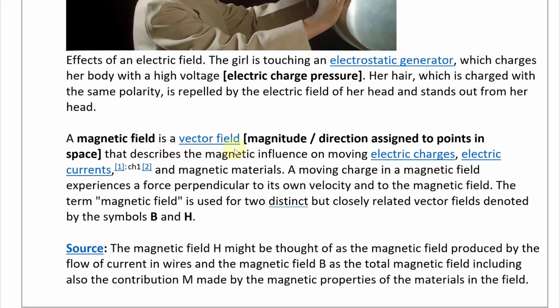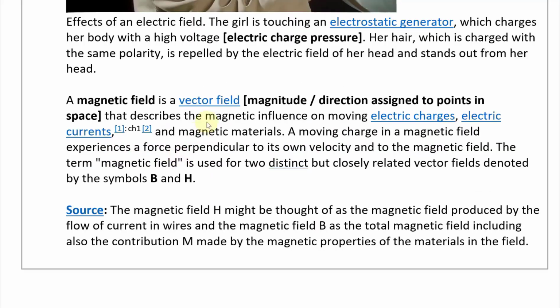A magnetic field is a vector field, and a vector field is just a magnitude and direction assigned to points in space. That describes the magnetic influence on moving electric charges or electric currents and magnetic materials. A moving charge in a magnetic field experiences a force perpendicular to its own velocity and to the magnetic field.